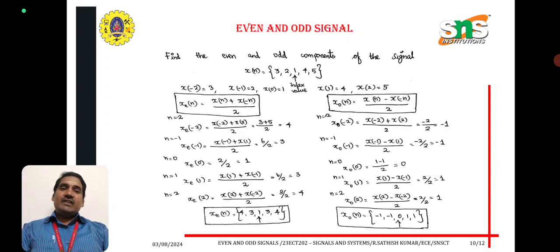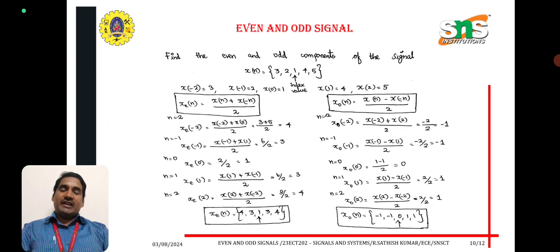Next one, find the even and odd components of the signal x of n is equal to 3, 2, 1, 4, 5. The arrow mark represents the index value. Therefore, the arrow mark represents the x of 0th value. The previous values are at -1, -2. After the index value are x of 1, x of 2. Therefore, x even of n is equal to x of n plus x of minus n by 2, while substituting n varying from -2 to +2.